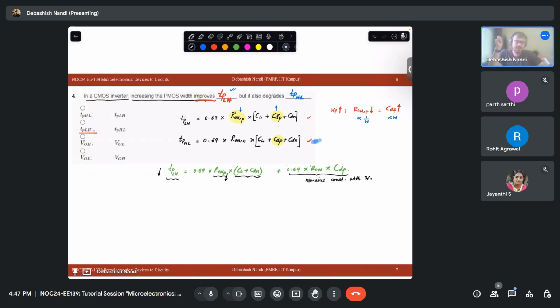You should have told me in this fashion that it is a sum of these three. One part is constant, this is decreasing, this is increasing. So let us take out the constant part. The remaining part, what will we have? We have a product term where this is independent of WP and dependent on WN, but not WP. So R on will be decreasing, so overall TPLH will be decreasing. So this answer is right. You understood, right? Yes, sir. Got it.